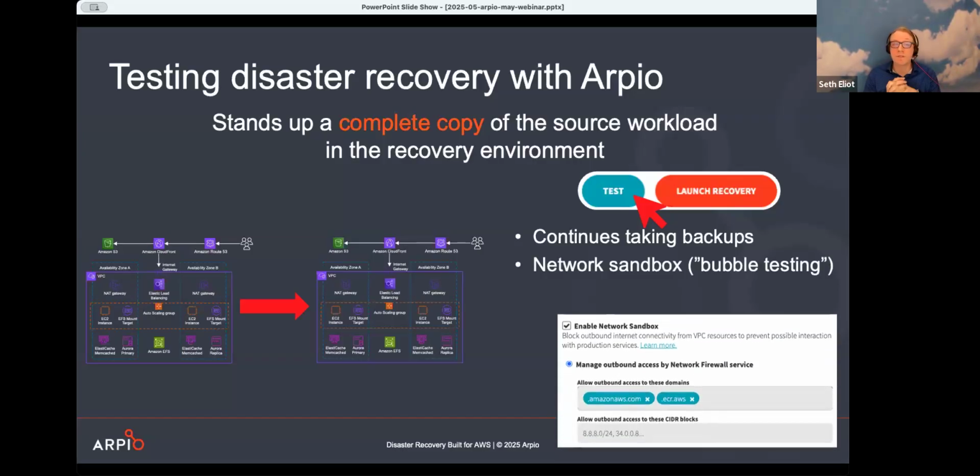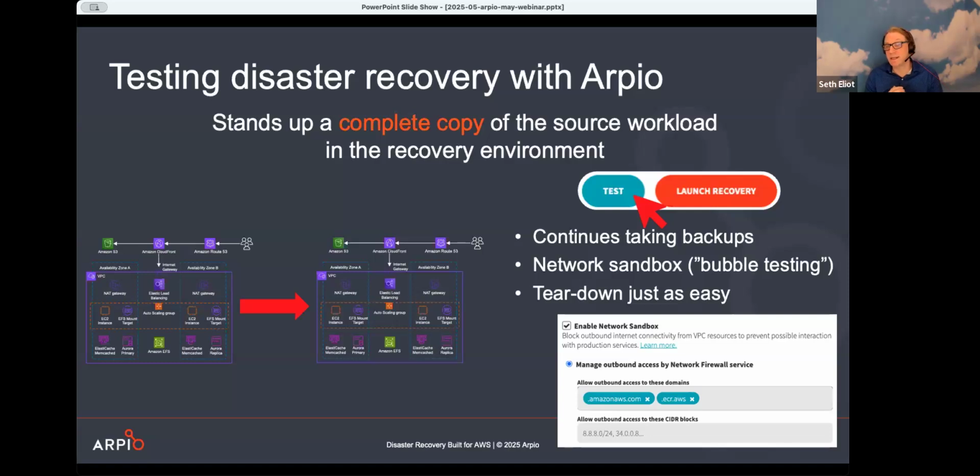Network sandbox, or some folks call it bubble testing. This is huge. This is the ability to put a firewall around that recovered environment because it's a test environment, so it can't talk to anything in production. This is to address that issue of people being afraid to disturb production. And this means you could test safely in the bubble without fearing affecting your production workloads.